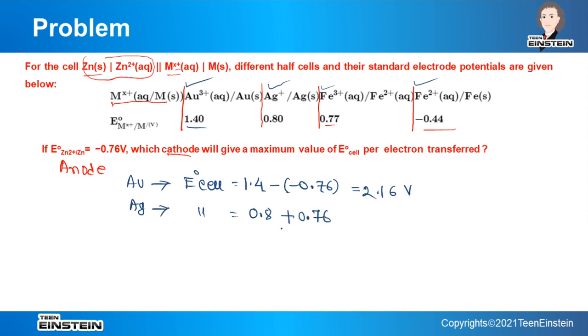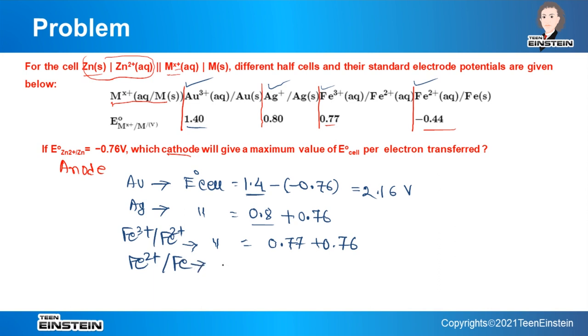Obviously this value will be less because it is lesser than 1.4. And for the third system, that is Fe3+ to Fe2+, E0 cell will be 0.77 plus 0.76, which is even lesser than the silver system. And for the last one, Fe2+ to Fe, if this system is present in the cathode, then E0 cell will be minus 0.44 plus 0.76. So this is even lesser. So basically the last one is the least, and the maximum we can see is for gold.